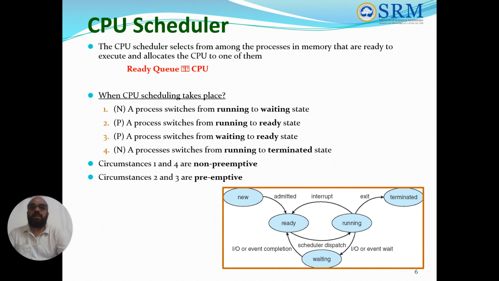CPU scheduler. The role of the CPU scheduler is to dispatch the processes that are waiting in the ready state to the running state. There are several states of the process: new state, ready state, running state, waiting state, and terminated state. So when CPU scheduling happens in the non-preemption case, it happens whenever the process switches from running state to waiting state, or from running state to terminated state. And in the preemptive case, the process switches from running state to ready state, as well as waiting state to ready state.